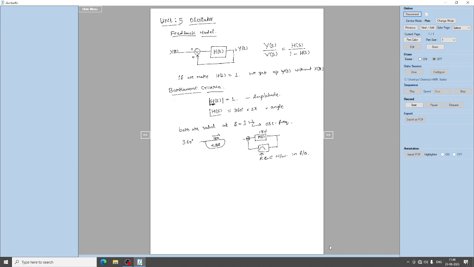These are the ones usually selected to set the frequency of oscillations. Understood? These are the components we are going to use in the feedback path. What are the components? That is especially R, L and C. So these are the components we use to set the frequency of oscillation, right? Why do we use this RLC in the feedback path?